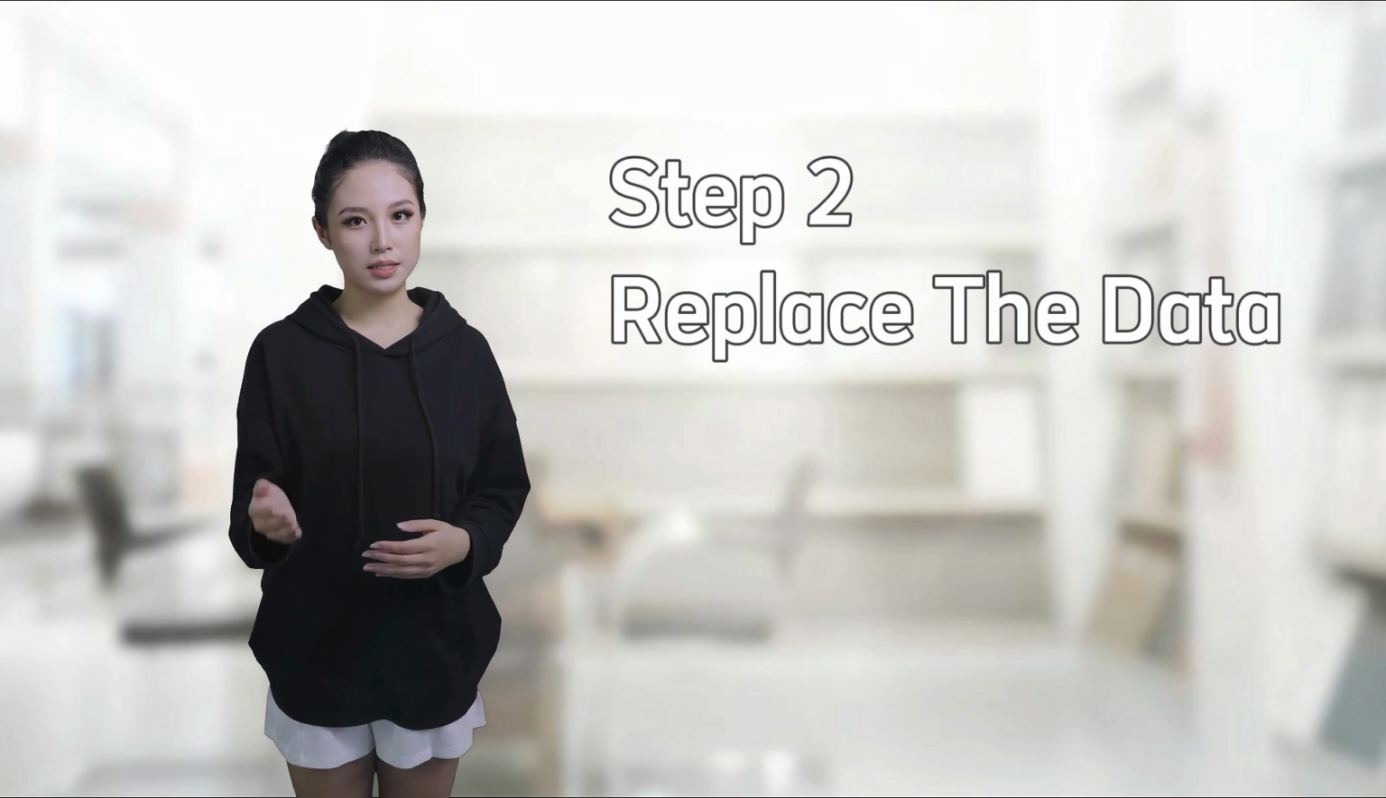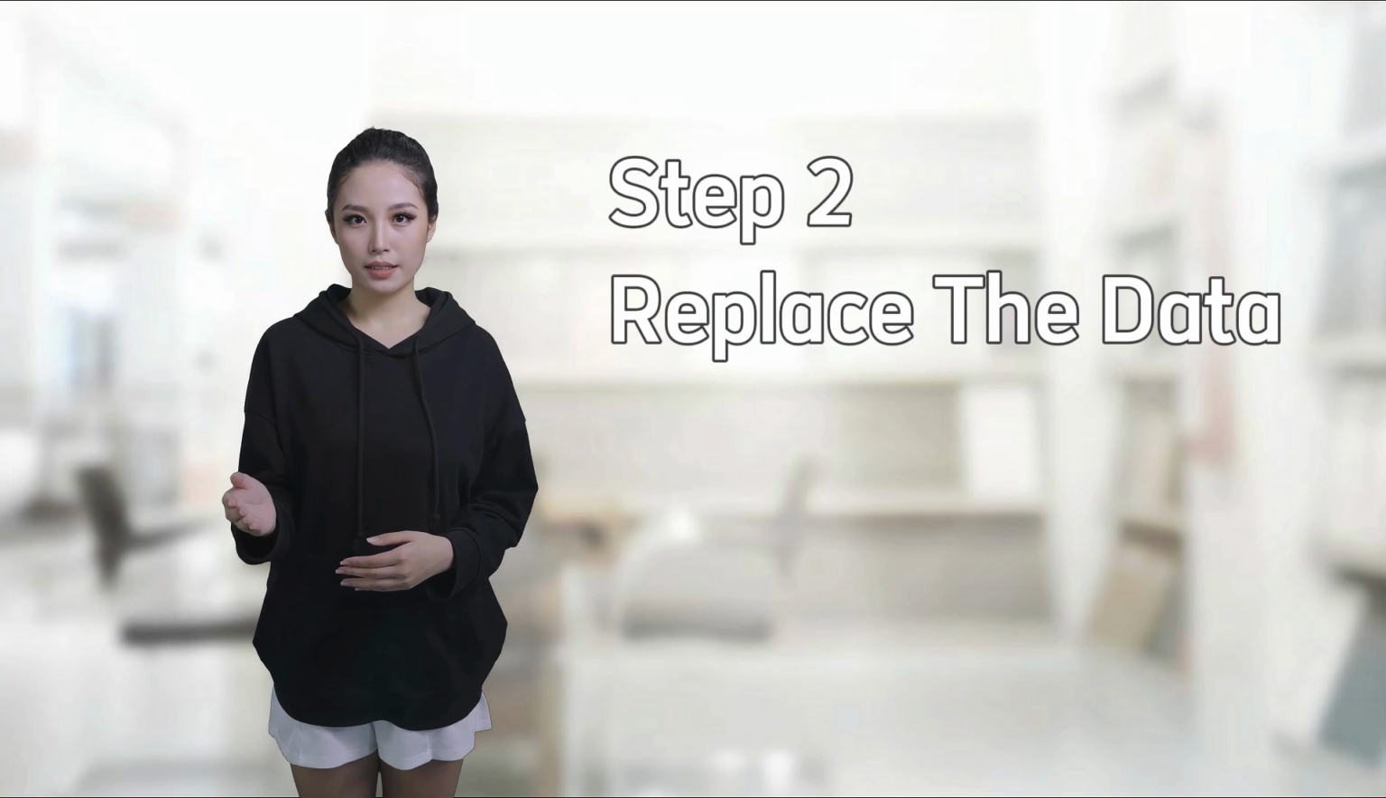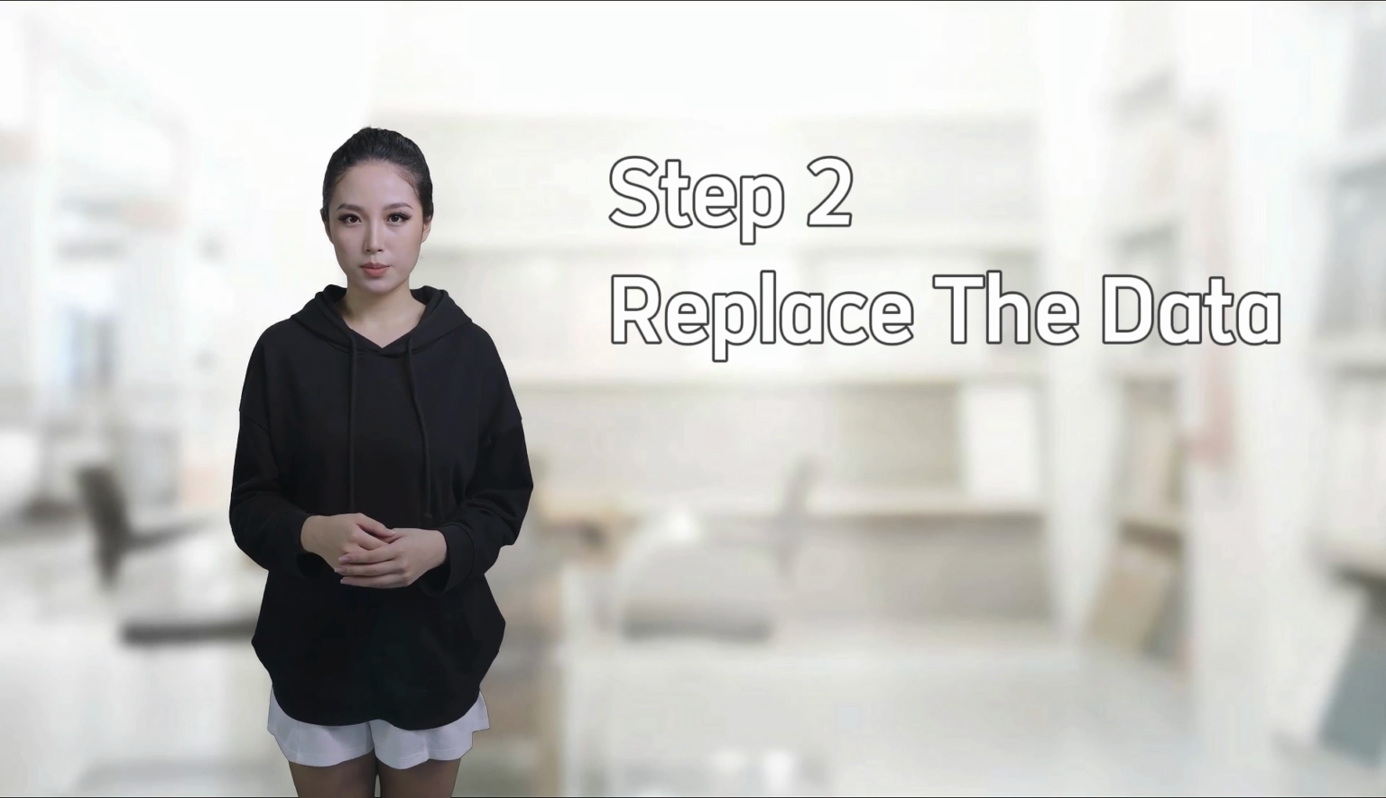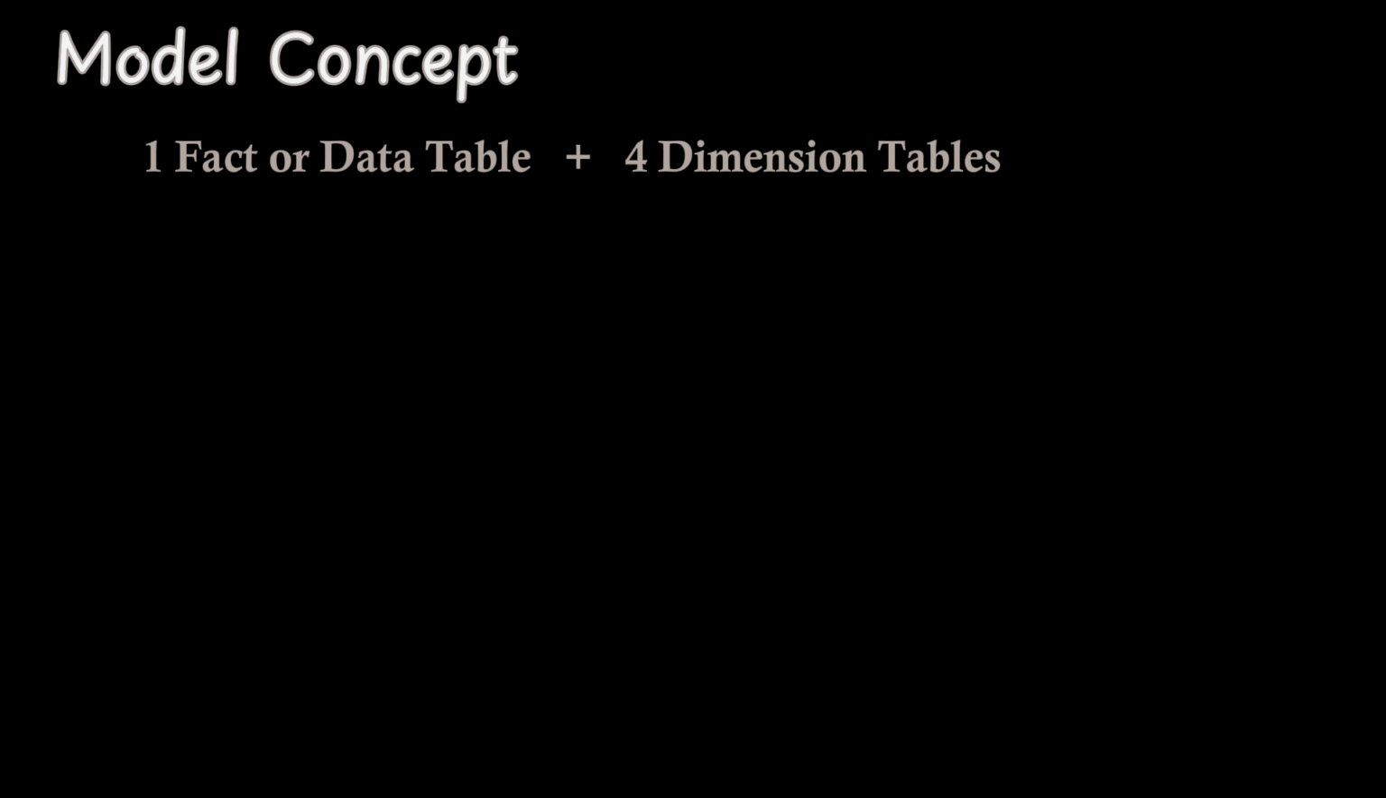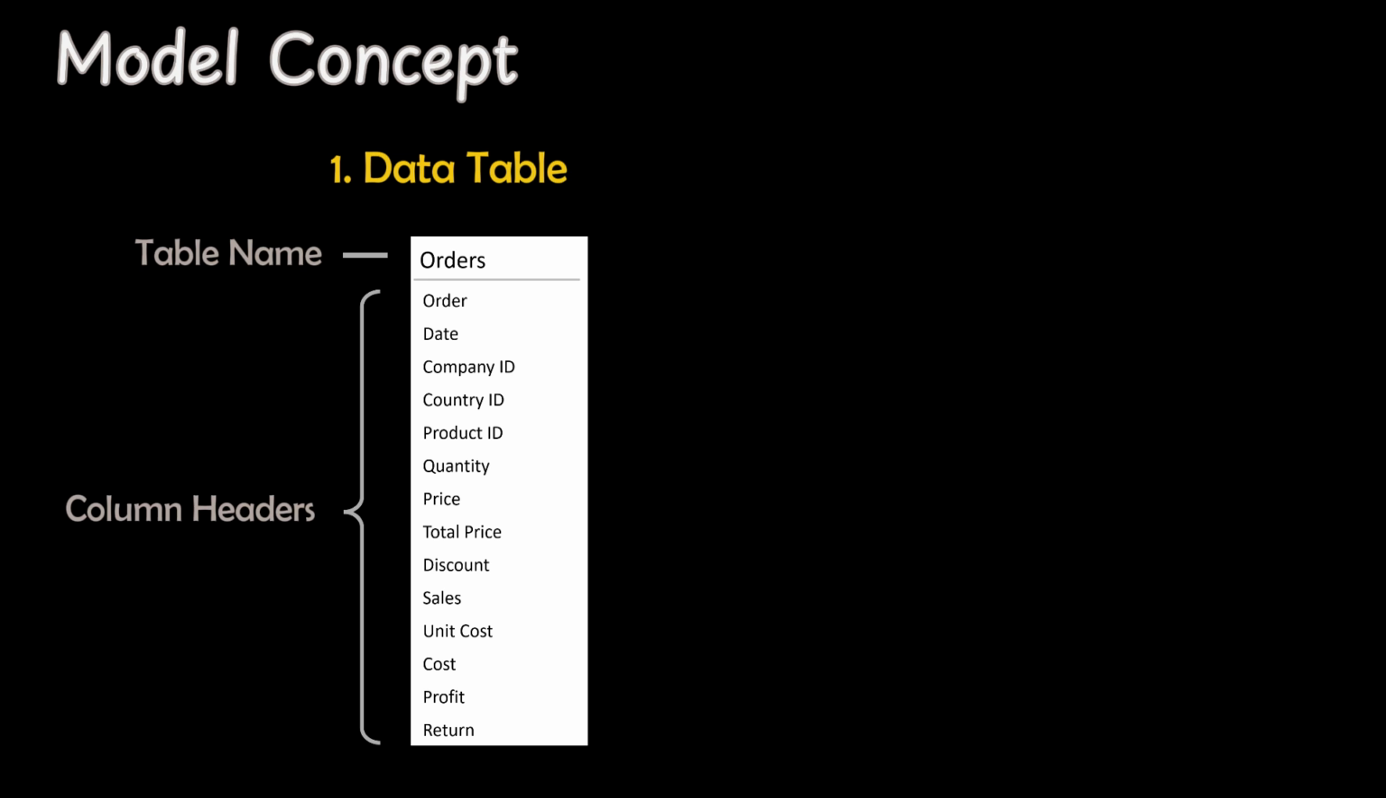Before diving into the dataset, let me cover the high-level overview of the data concept. For this dashboard, it is made up of one fact table and several dimension tables. The fact table or main data table contains order details, such as the order number, order date, customer, country, product, quantity, price, discount, and more. This table holds the main data required for the product analytics.